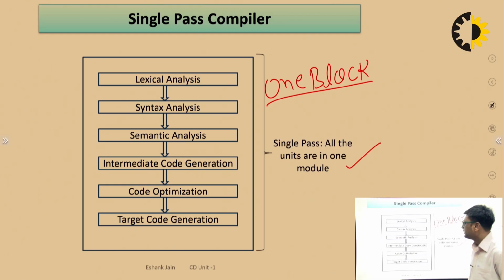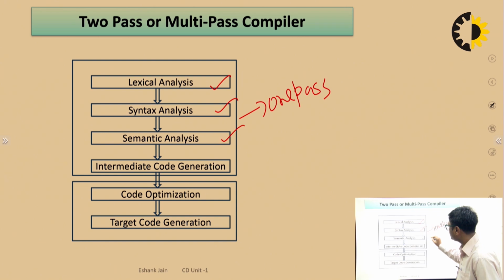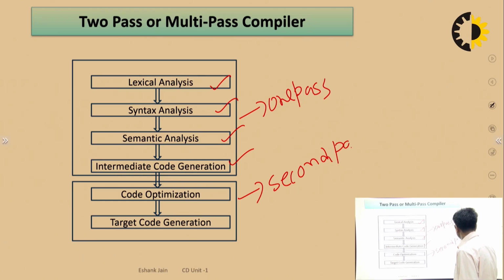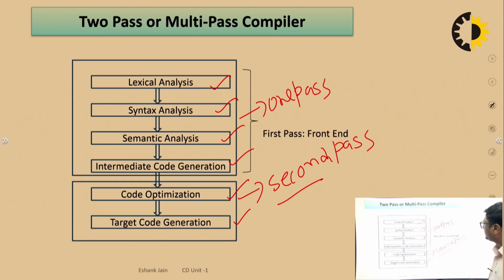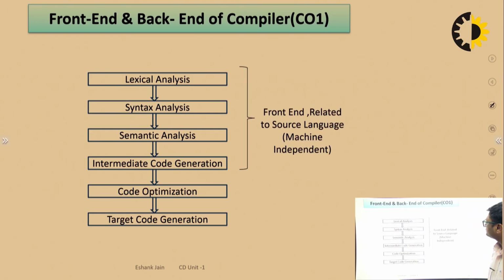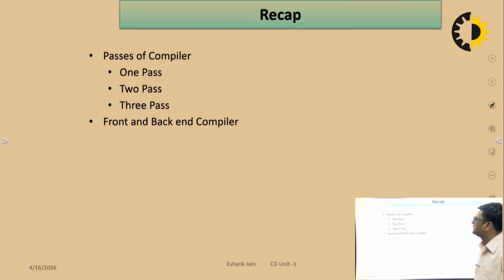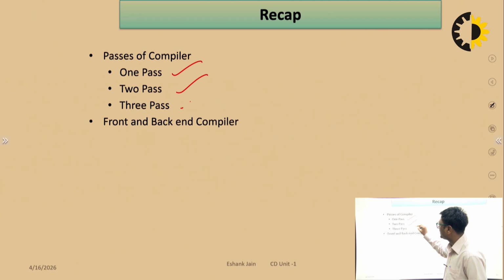We can see that. Next is two pass or multi pass, in which this is one pass in which there are four phases, and this is called the second pass in which we have two phases, that is called front end and this is called back end. The front end is known as machine independent and the back end is known as machine dependent code. Now, one pass, two pass, three pass compilers.